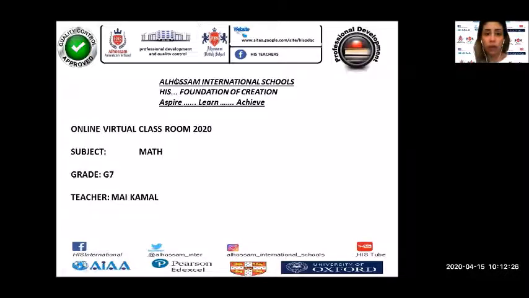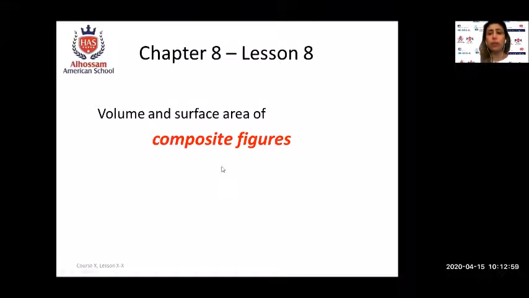We used to find the area of composite figures like a regular triangle with a square, or a trapezoid with a rectangle. This is what we used to do in the previous sessions, but starting from yesterday we started to find the volume for composite figures, but for 3D figures like prisms and triangular prisms and so on. So let's complete our lesson for today.